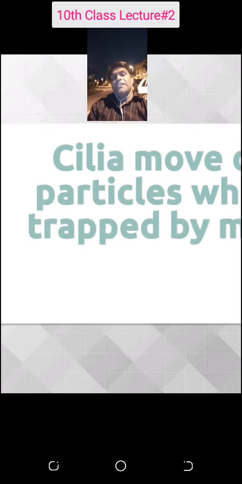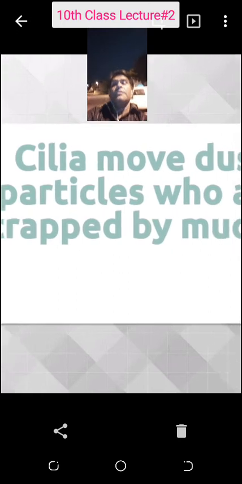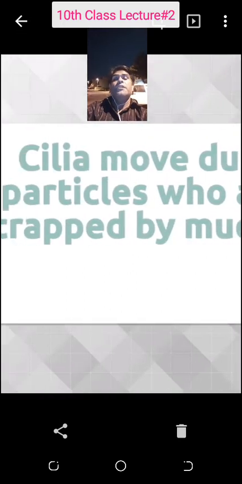Inside your trachea, inside your air tube, one is the gland, which is the mucus gland. It will secrete a liquid. The liquid will trap the dust particles which are going into your body. And those dust particles, what will happen? These dust particles will be moved up by cilia, which is written here. So these cilia will save you from the dust particles.